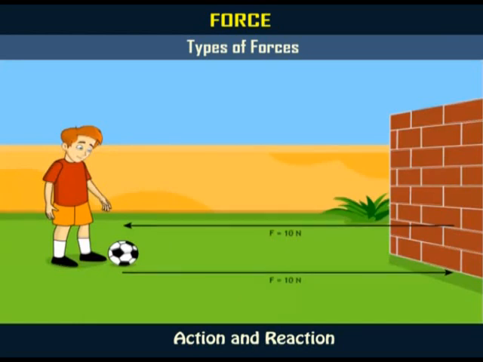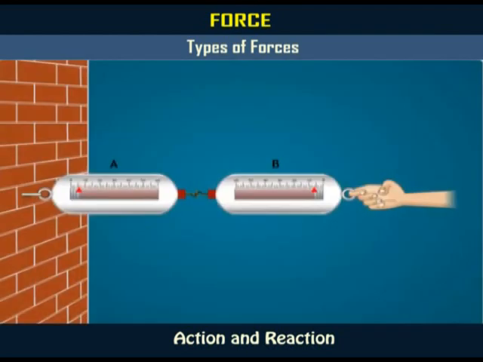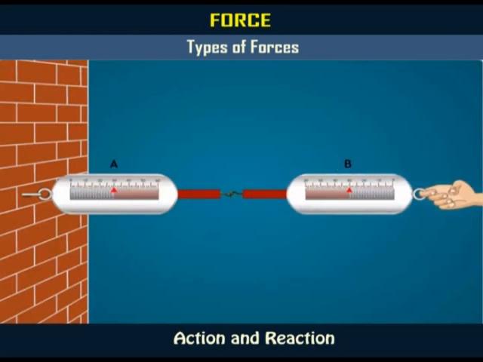In the case of the boy, the action force is acted on the wall by the ball. The reaction force is acted on the ball by the wall. We can verify this using two spring balances. A is fixed on the wall with the other end hooked to spring balance B. When a force is applied on spring balance B, it also stretches spring balance A.